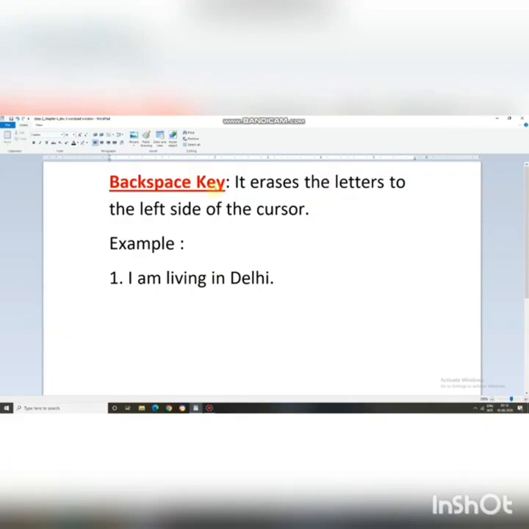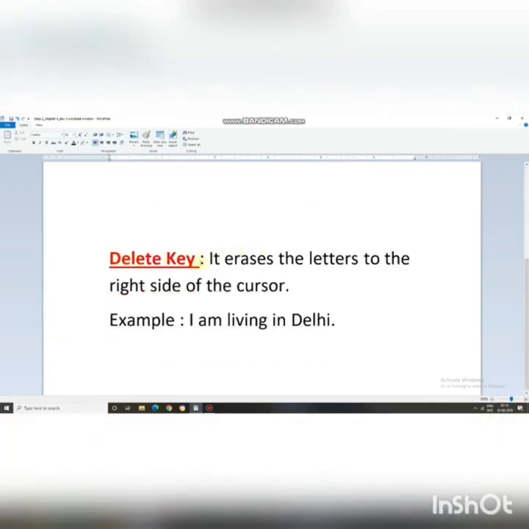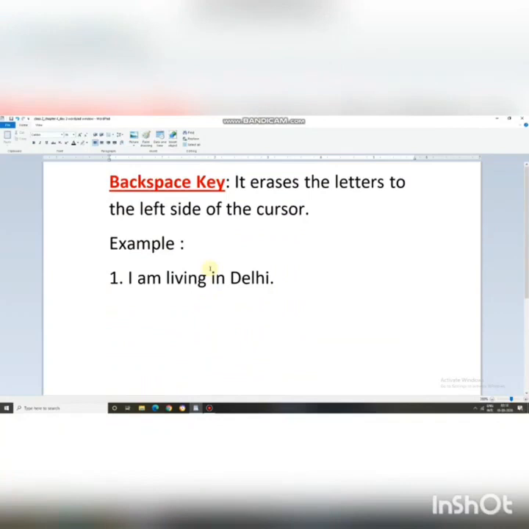Now there are two keys which help us to delete or erase these letters, numbers or special characters. Number one is the backspace key. Number two is the delete key. Now there is a difference between the two. With the help of the backspace key, we delete the letters, numbers, alphabets or special characters from the left hand side of the cursor. Now, everyone raise up your left hand. Yes. When I say the left hand side, it means wherever the cursor is, it will erase from the left hand side. Now, let's come to the example.